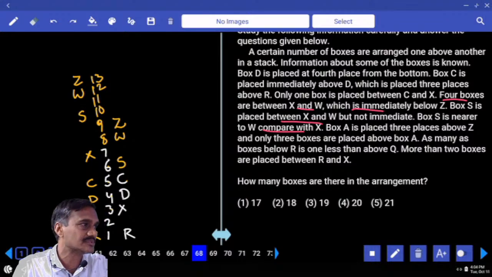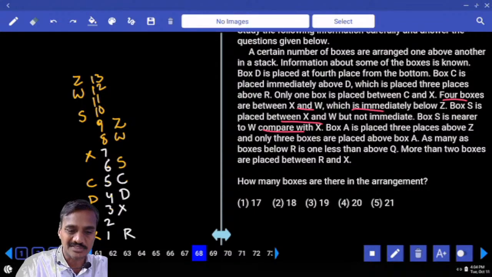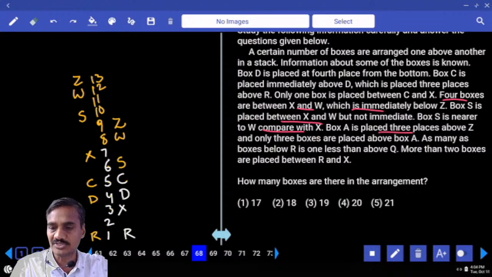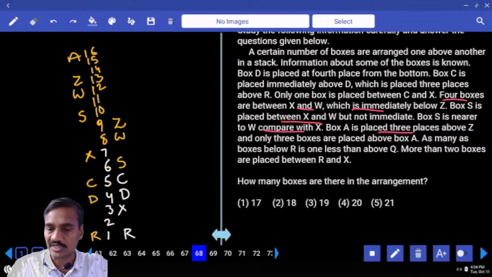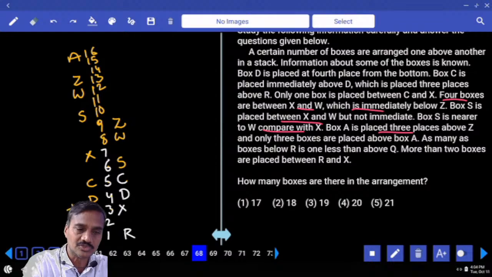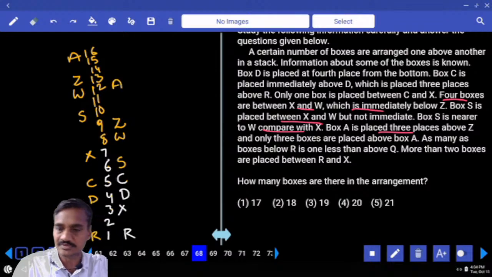So S must be at this place. Then S is nearer to whom? Nearer to W when compared with X. And A is placed 3 places above Z. Above Z, A is here, 14, 15, 16. 3 places, A is at the 16th place. A is 3 places above Z: 1, 2, 3, at the 12th place.